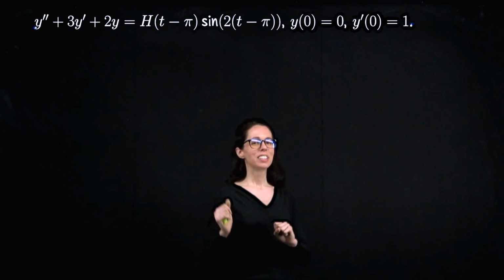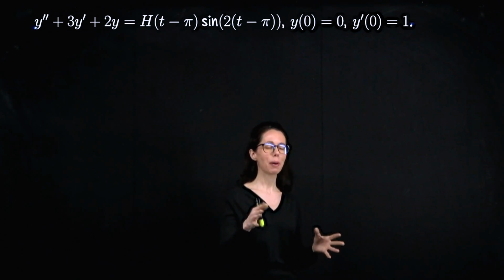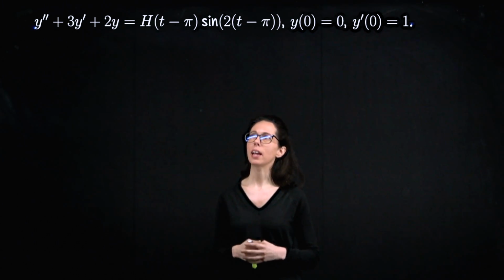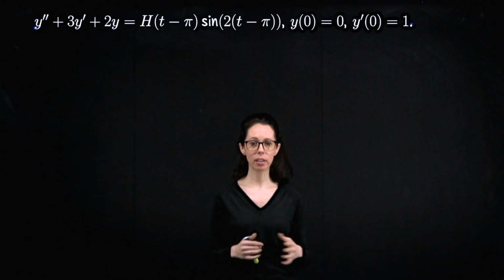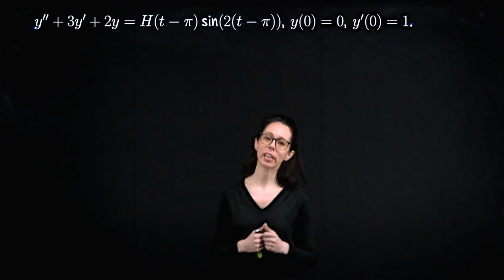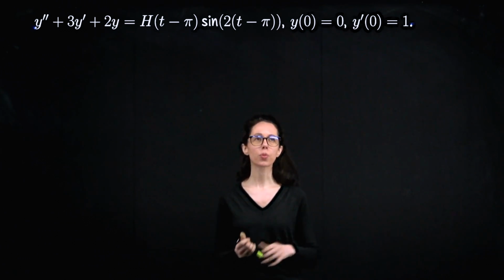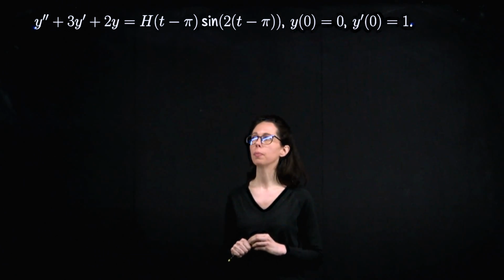Fun fact, sine of 2 times t minus pi is the same thing as sine of 2t, but that's just a little quirk about this example. It's set up to indicate that we have shifted the origin for the forcing function, and then we're turning it on at that moment too. To solve this, we're just going to take the Laplace transform. We'll bring in these initial conditions as we do.